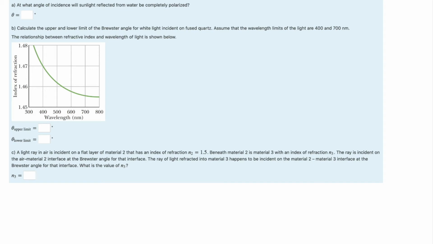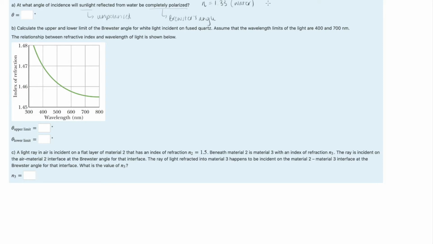At what angle of incidence will sunlight reflected from water be completely polarized? Okay, so here we are going to assume that n equals 1.33, which is the refractive index of water. Now, for sunlight, we can also assume that this is unpolarized light. Okay, so here the angle of incidence, if it's going to be completely polarized, this is telling us that it is Brewster's angle.